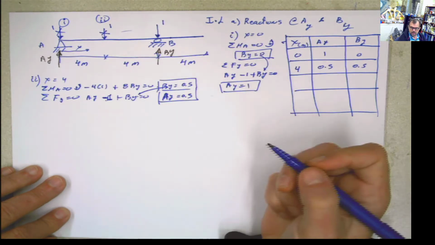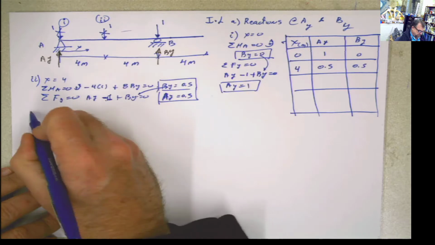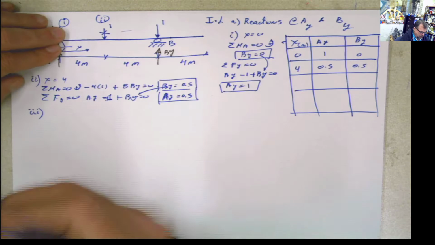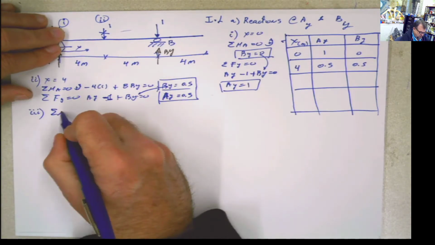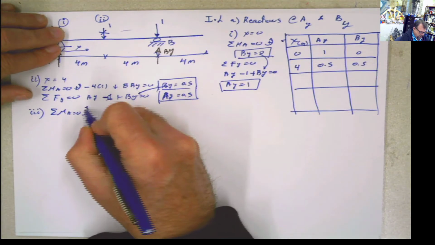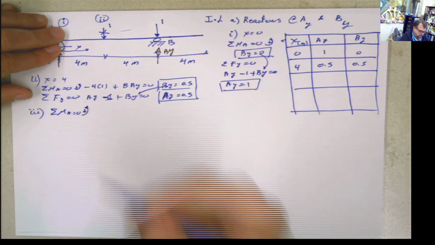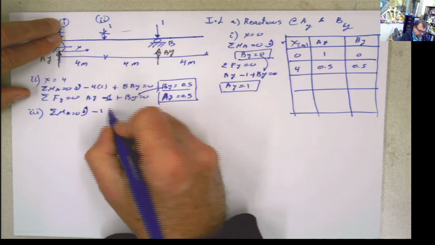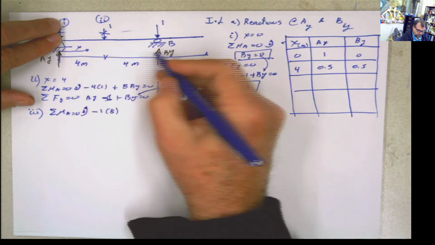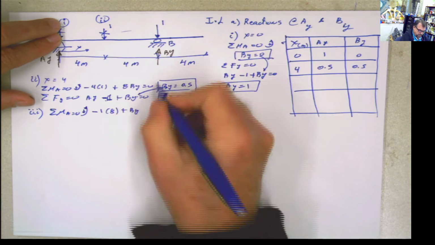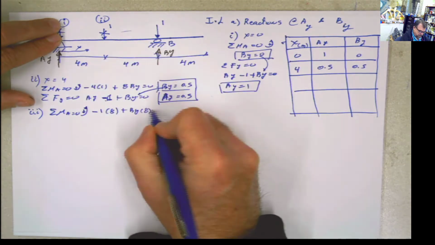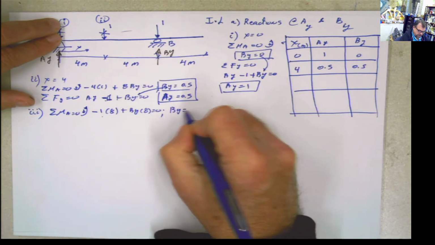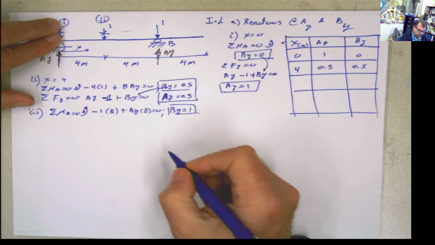We can do the whole analysis again and say summation of moments at A equals 0, and then you have, I'm going to do it. It's the first one. If you don't like it, put it in fast forward. That's going to be 1, negative 1 times 8 plus By times 8 equals 0. And then you pass this to the other side. 8 divided by 8 equals 1. By equals 1.